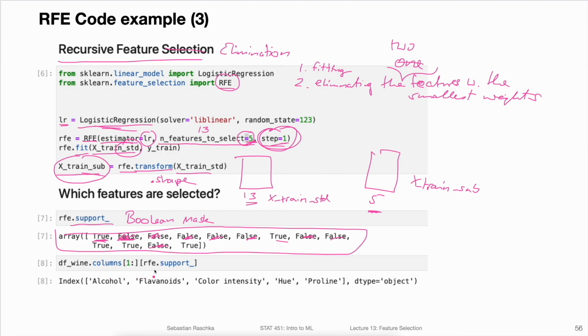So if we want to know the names of the features, in the wine data frame we have the column names. The first column, by the way, was the class label, so I'm skipping the first class label here. And then if I use the Boolean mask as a selection operator, as a fancy indexing selector, then I can get the names of the features that were selected. And in this case, we have alcohol, flavonoids, color intensity, hue, and proline as the most important features in the wine data set according to our linear model here.